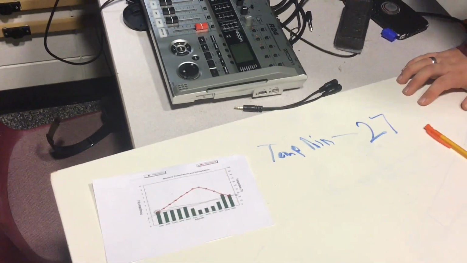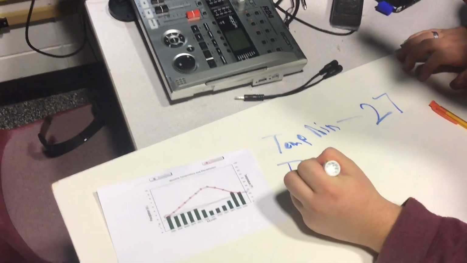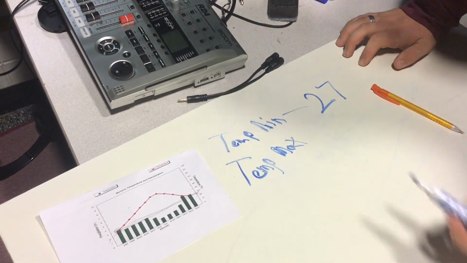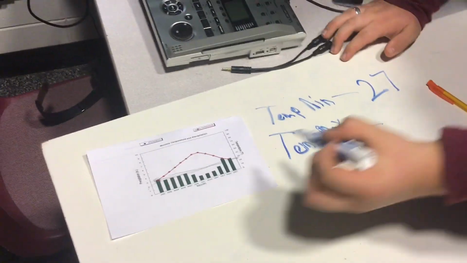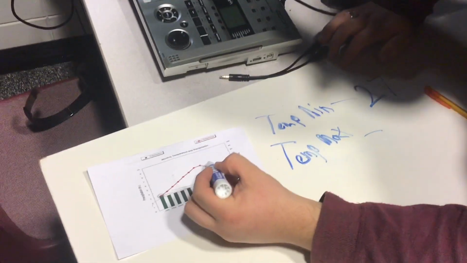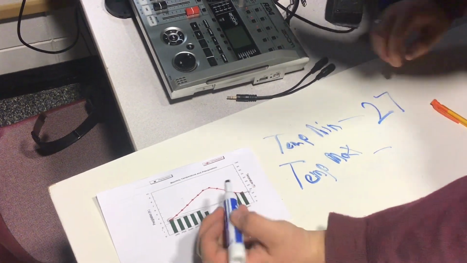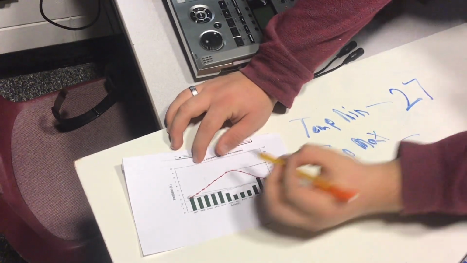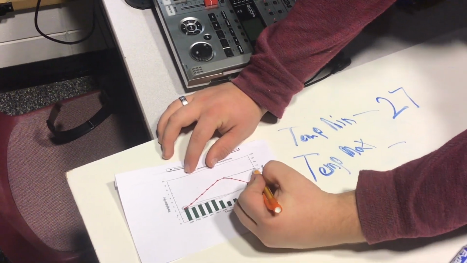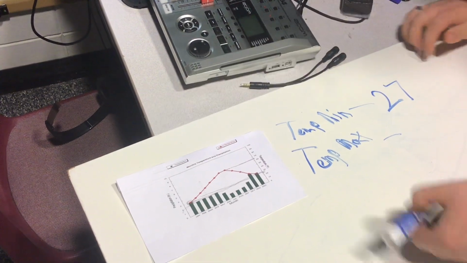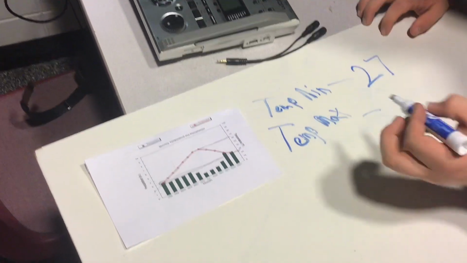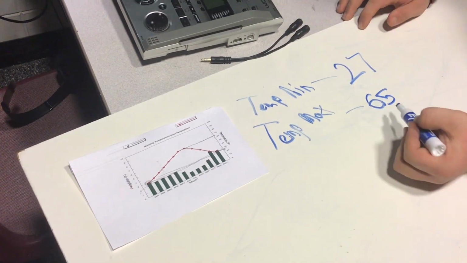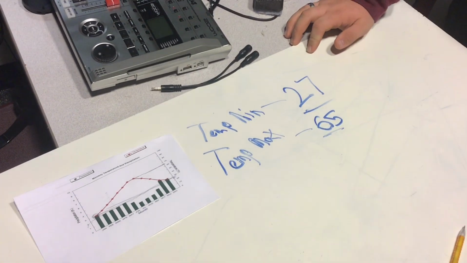The temperature maximum. So what you instead need to do is get the highest among them, which is pretty dead on at right at the middle of 60 and 70, which we could probably safely say is 65. So there's our minimum, that's our maximum.